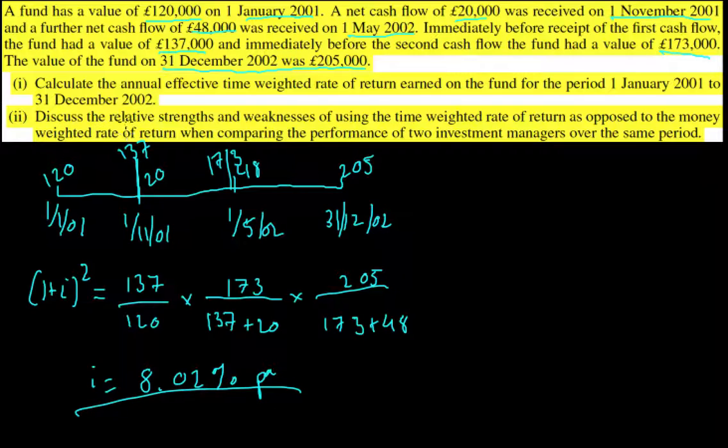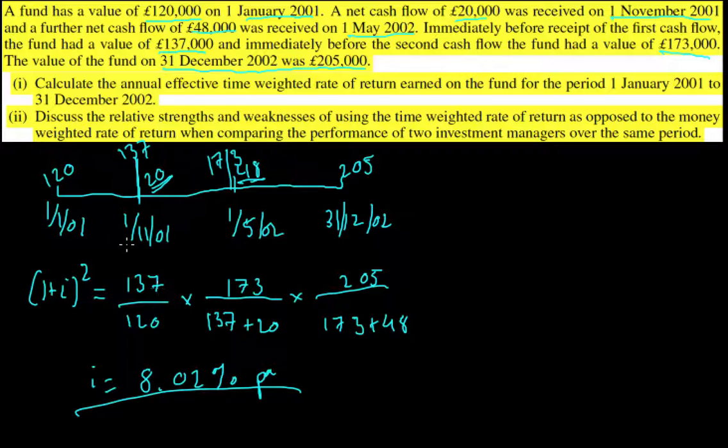And then it wants to know what are the relative strengths and weaknesses of using the time-weighted rate of return as opposed to using the money-weighted rate of return when comparing the performance of two investment managers over the same period. One of the benefits of using the time-weighted rate of return is that these distortions, this extra 20 that we got here and this extra 48 that we got over there, depending on when they came into the equation, are eliminated by doing this. So we've taken it into consideration, and we get a bit more accurate of a number.